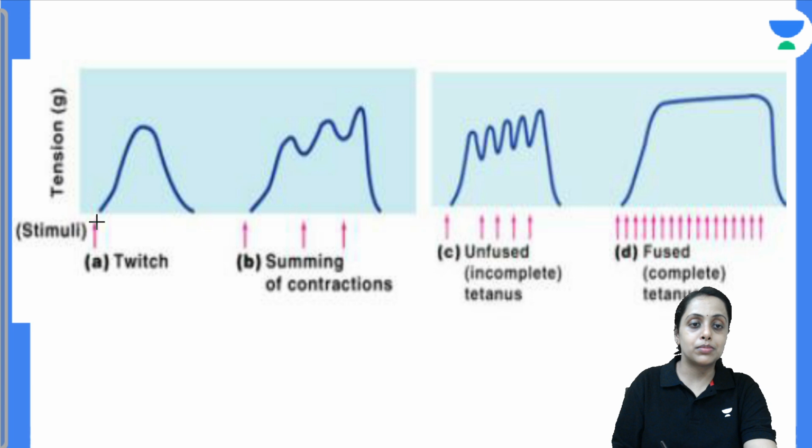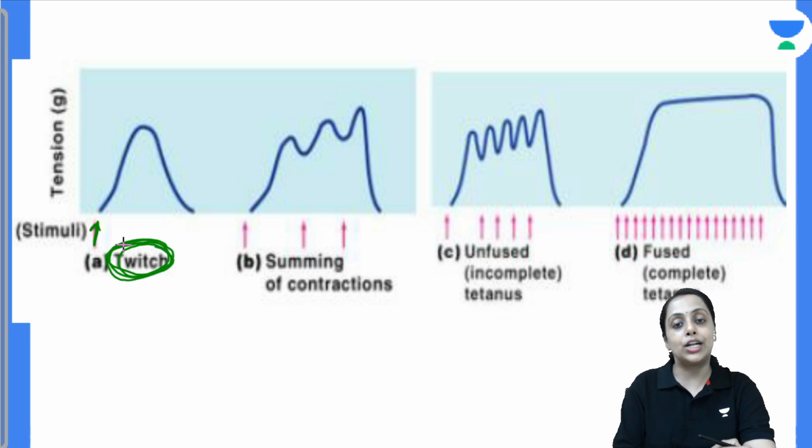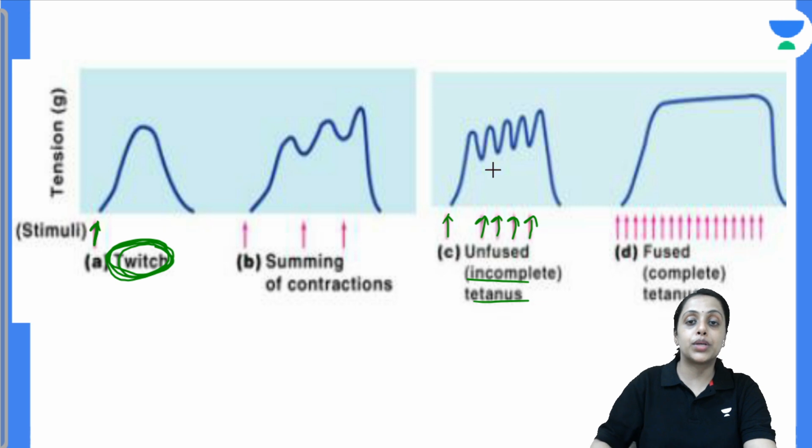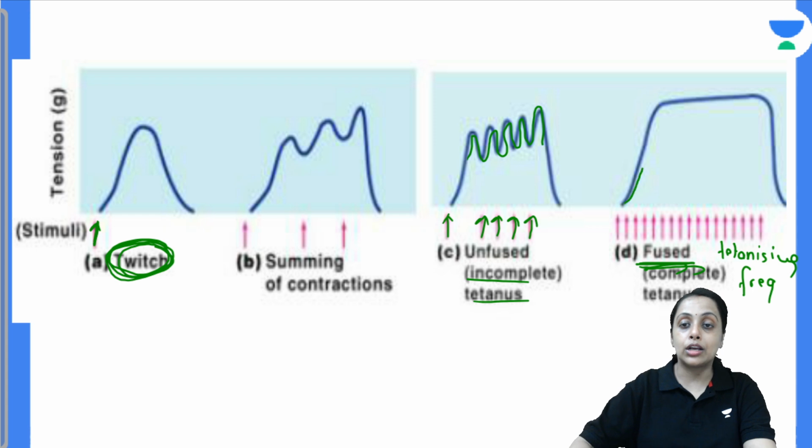Okay, see, this is the diagram. This is with a single stimulus. There is one contraction and one relaxation, which is known as a single muscle twitch. And when we increase the frequency, we will get this incomplete tetanus, in which we get a series of contractions, a series of relaxations. Next, when we increase the frequency and it reaches the tetanizing frequency, this point is important. When it reaches the tetanizing frequency, we get this sustained contraction and no relaxation is seen. This is known as complete tetanus.